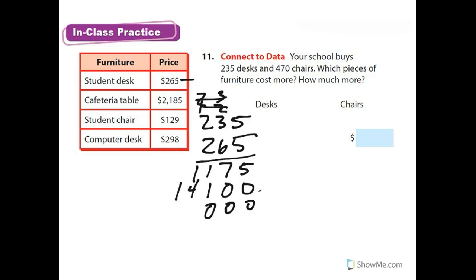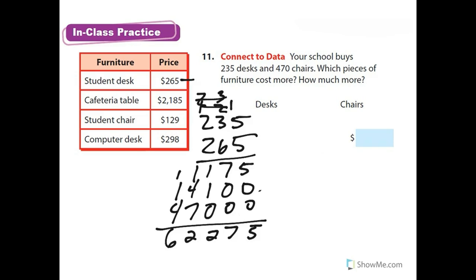2 times 5 is 10. Carry that 1. 2 times 3 is 6. 6 plus 1 is 7. And then 2 times 2 is 4. So we've got 5, 7, 2. 1 plus 4 is 5. 5 plus 7 is 12. Carry that 1. So we get 62,275.